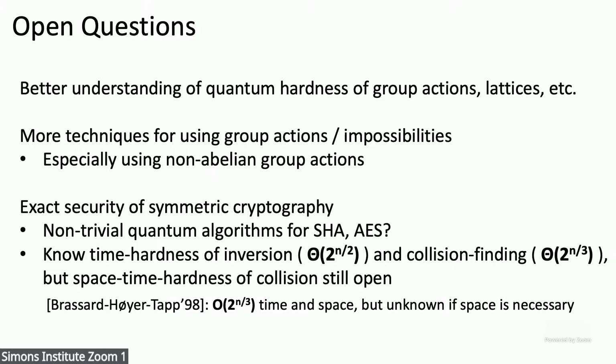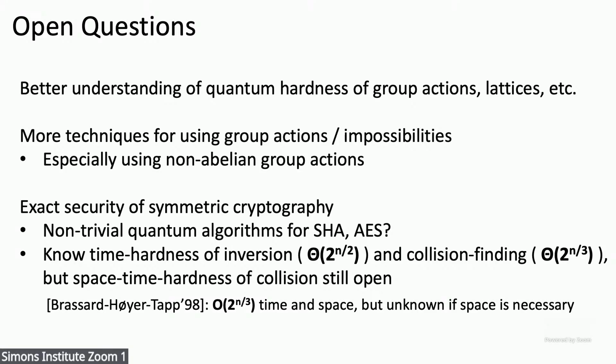And here I'll just advertise a question that I think is really interesting. We have a really good idea of the hardness of inversion. There's Grover's algorithm, which has a quadratic speedup over brute force search, and we also know that's optimal generically. And we have collision finding. Classically, it's 2^(n/2) because of the birthday bound. Quantumly, it goes to 2^(n/3). We also know that that is the right value.